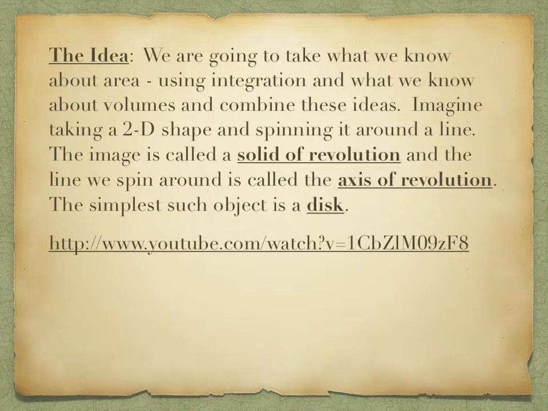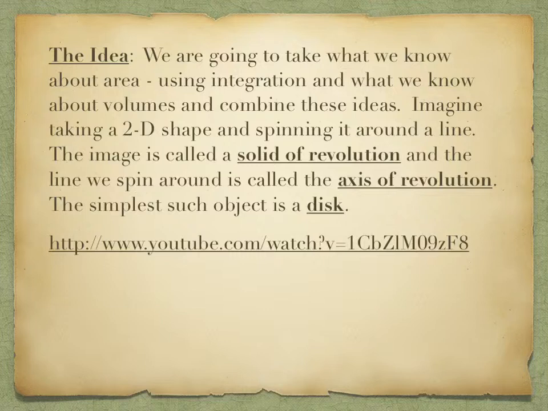So the idea is that we're going to take what we know about area, like the integration idea, finding an area between curves, the areas under curves, things like that, and what you know about volumes, like from geometry, and combine these ideas. So imagine taking a two-dimensional shape, like some of these trapped slivers that we were working with last class period, and spinning them around some axes. Okay, so I'm spinning them around some different lines. The image that you get is called a solid of revolution. Okay, and then the line that you spin it around is called the axis of revolution.